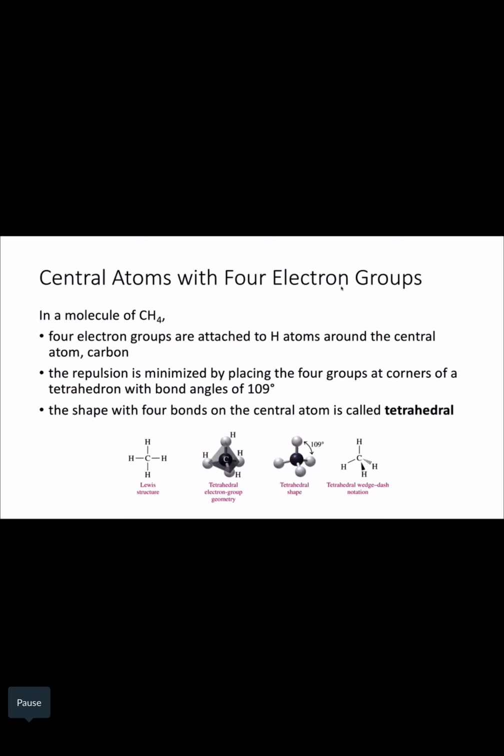Now we move to central atoms with 4 electron groups. In a molecule like methane, 4 electron groups are attached around the central carbon atom. The repulsion is minimized by placing the groups in a tetrahedral arrangement with bond angles of 109. If you look, this angle is not 109. This angle is a lot less, so there's going to be less space. So the Lewis structure is not going to reduce the repulsion.